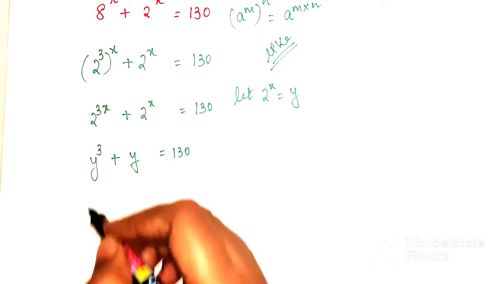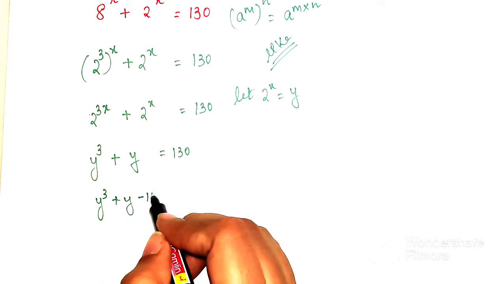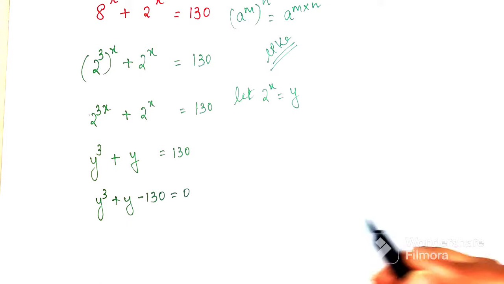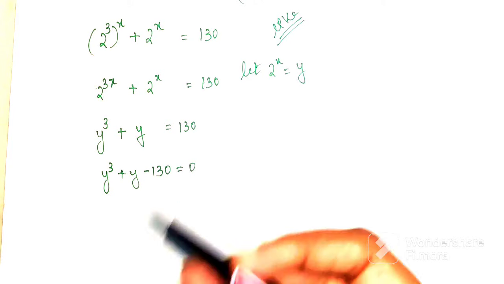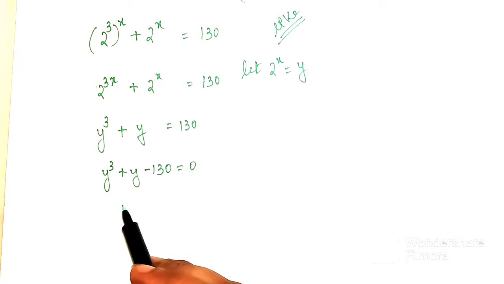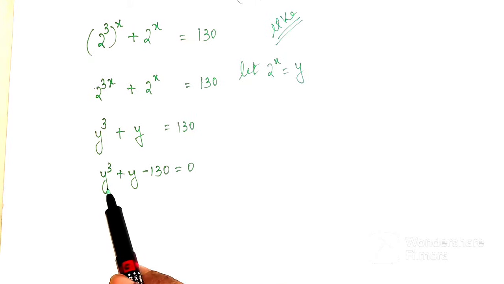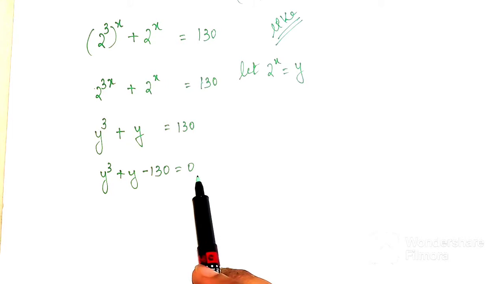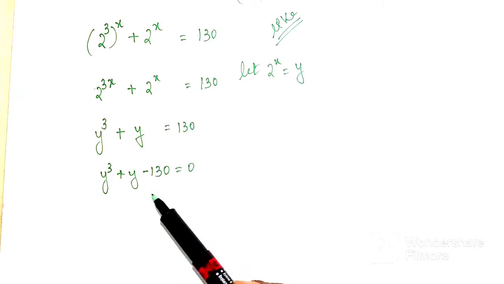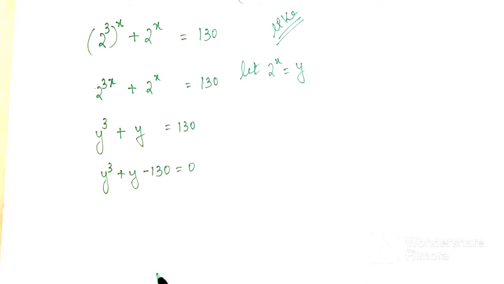Okay, so now we can write this as nothing but what? y cube plus y minus 130 is equal to 0. So now this is a polynomial. So we will try and put values of y for which this might be equal to 0. We know that 1 cube is 1, 1 plus 1 is 2, minus 130 will not get you 0. Similarly for 2, 3, all of it will not go. Only for the value of 5 it will go.